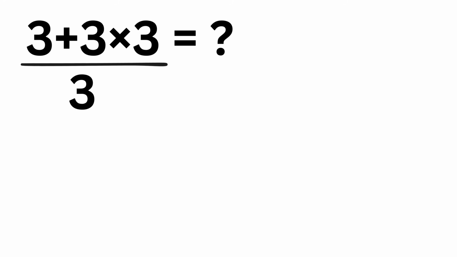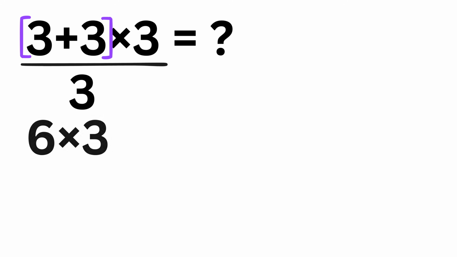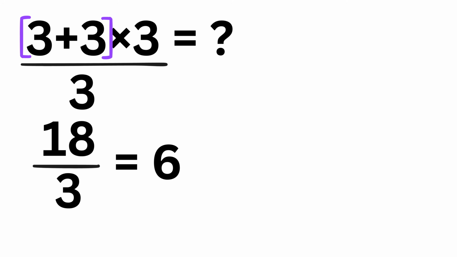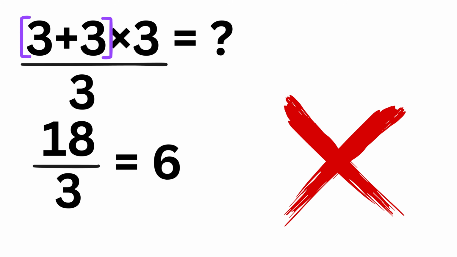3 plus 3 times 3 divided by 3. 3 plus 3 gives us 6, and 6 times 3 is 18. Now, 18 divided by 3 is 6. But this answer is incorrect.